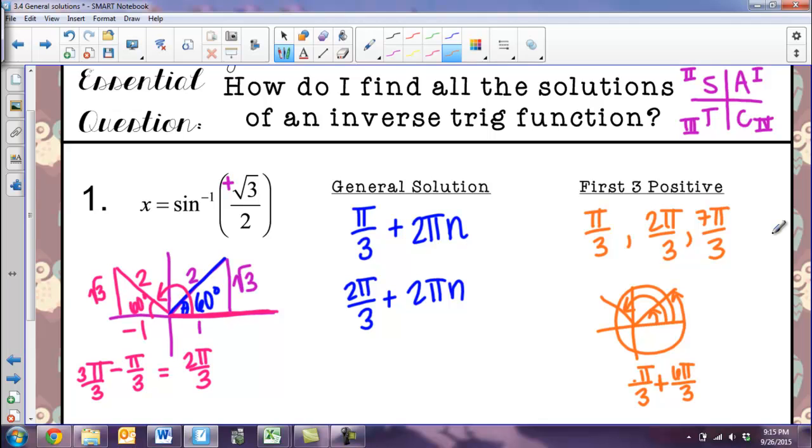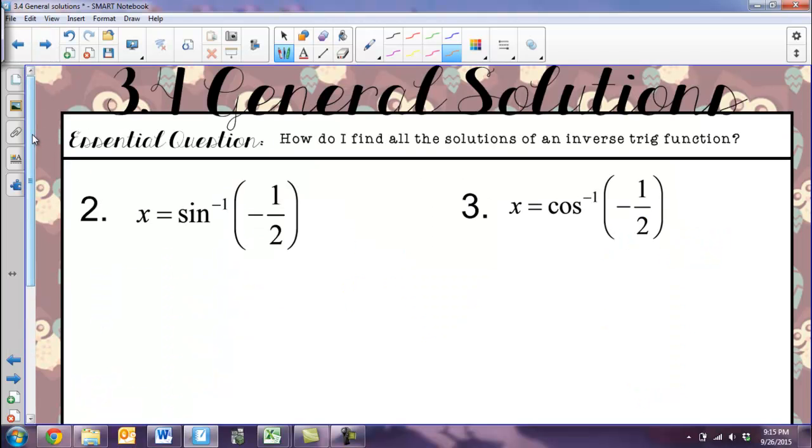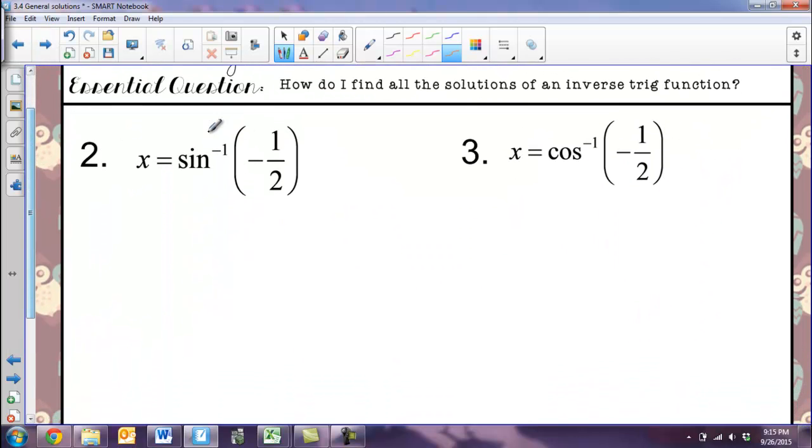Okay, so that is the general idea behind finding a general solution, so let's continue practicing. So number 2, x equals the inverse sine of negative 1/2. Now you notice we've fallen into the negative range. So I'm going to use my restricted range to figure out where my first value is going to be, and then I'll use all students take calculus.